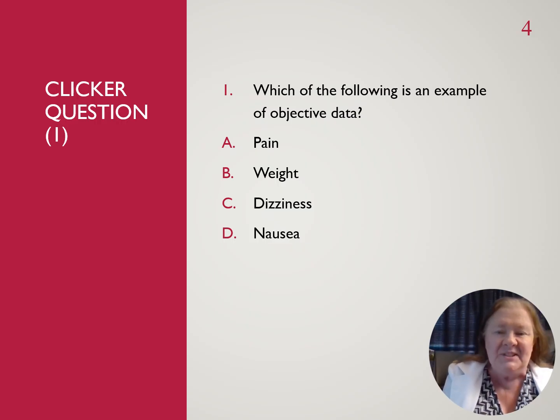Number C is dizziness. You can't see dizziness. The patient is just going to tell you, I feel dizzy. They may be moving around, but that's them moving around that you're seeing. You're not seeing the dizziness. And then nausea is also subjective. What would be objective would be the vomiting. You can see vomiting.